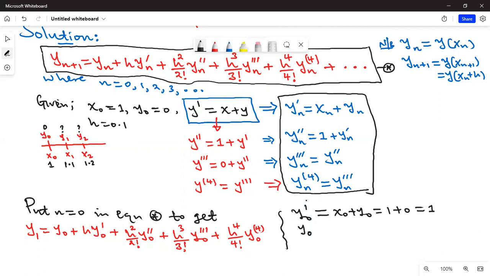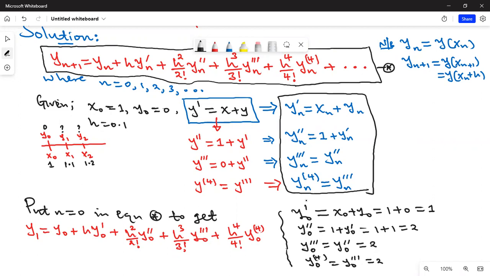Y naught double prime is 1 plus y naught prime. That is 1 plus, our y naught prime is 1, so the result there is 2. Y naught third prime. From there, remember we are using n is 0, so that's the same as y naught double prime, which is the same as 2. And finally, y naught fourth derivative is the same as y naught third prime, which is 2.